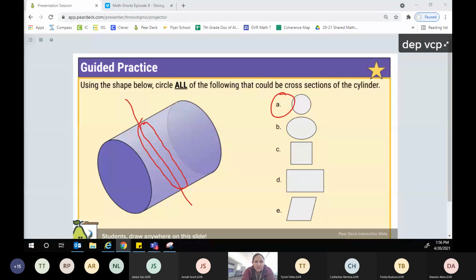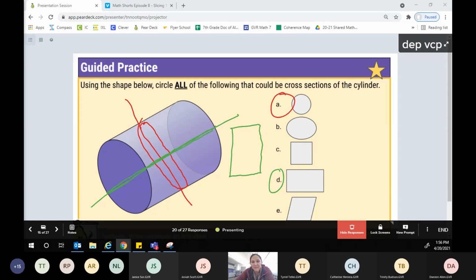Then let's do D. D would be if I made it a cut like this. So again, it's laying down at an awkward angle, but if it were straight up, we would see it goes straight across the top, then straight down, then over, and then straight up. So that would be a rectangle. Again, across, then down, then over, and then up. That's a rectangle.